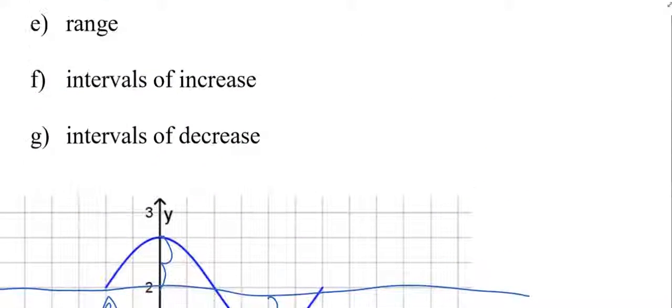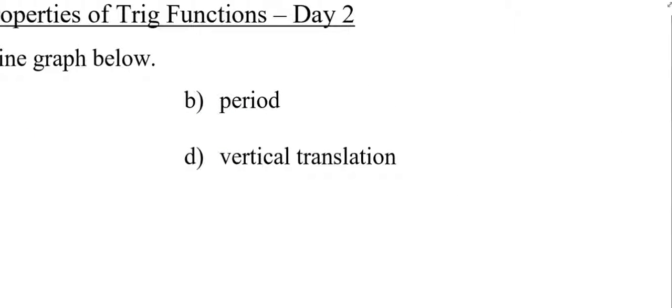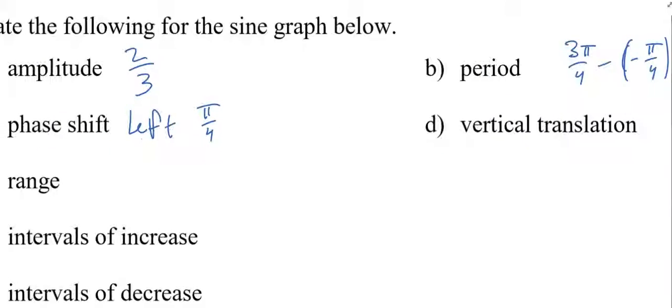And how do we find the period? It's the stop minus the start. So 3 pi by 4 minus negative pi by 4. Does anybody know what that gives us? Thank you.